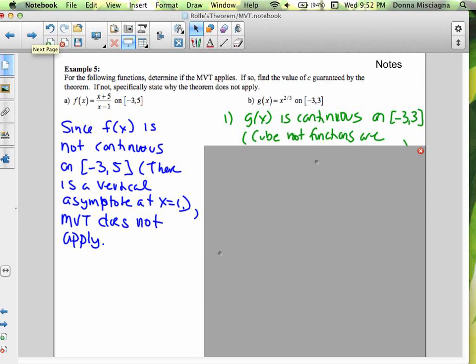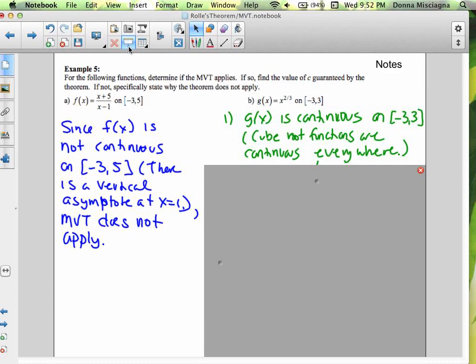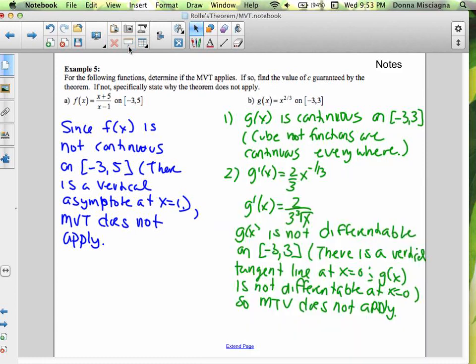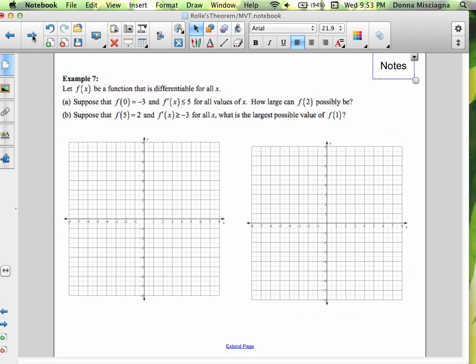g of x is continuous on negative 3, 3. Cube root functions are continuous everywhere. But if you take the derivative, you can see that g of x is not differentiable on negative 3, 3. There's a vertical tangent line at x equals 0, right? Because the derivative would be g prime of x equals 2 divided by 3 cube roots of x. Well, you go and plug in 0 and you have a problem, right? So, not differentiable at 0, and it's a vertical tangent line. So, can't use mean value theorem because the requirements are not met.